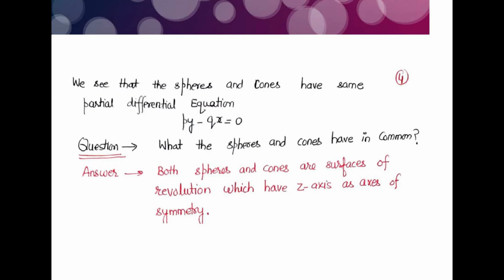So as discussed, for the sphere and the cone, we have the same partial differential equation, and I asked what is common between these spheres and these cones. If you see graphically, both the spheres and cones are surfaces of revolution which have the z-axis as axis of symmetry. The cone is also symmetrical about the z-axis, and the sphere is also symmetrical about the z-axis.